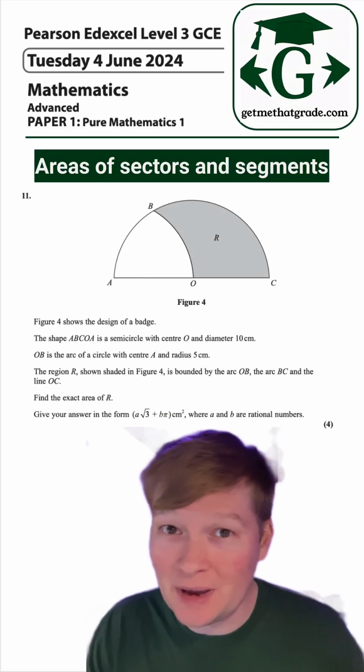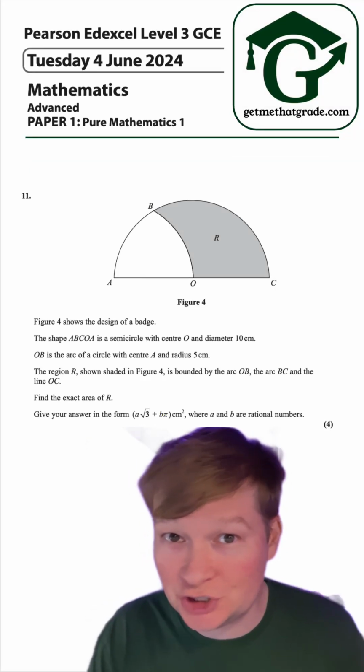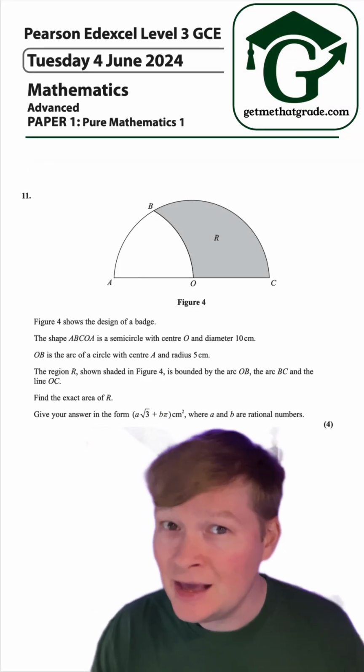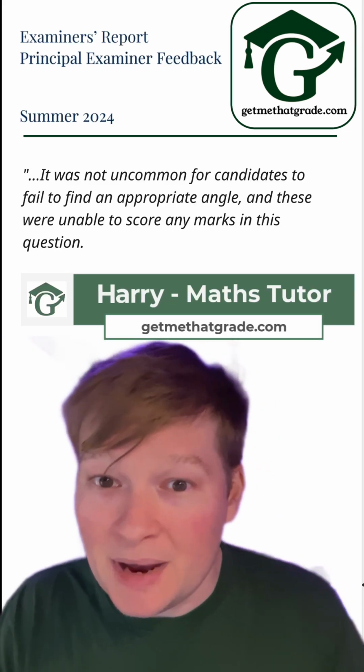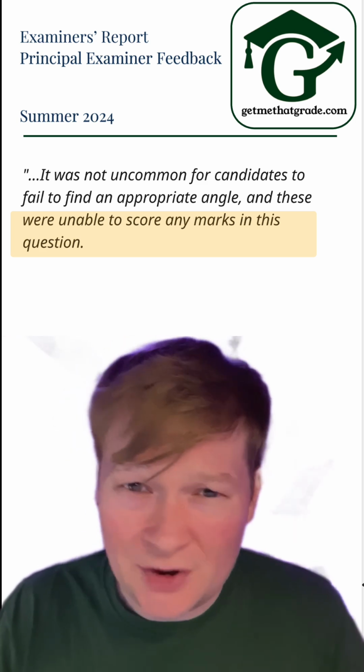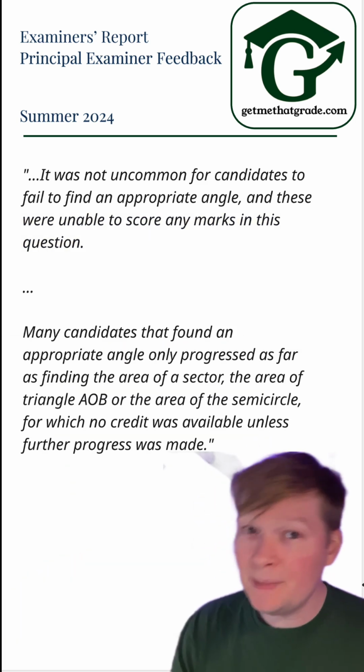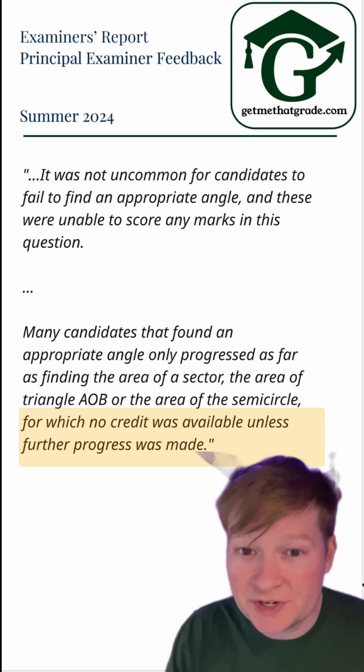So many A-level maths students scored 0 marks in this question in their A-level exam last year. Let's make sure it doesn't happen to you this summer. The examiners said that many candidates seemed really to make no progress with this at all because they couldn't find an angle. Or some of them made a little bit of progress, but it just wasn't enough to score any marks at all.